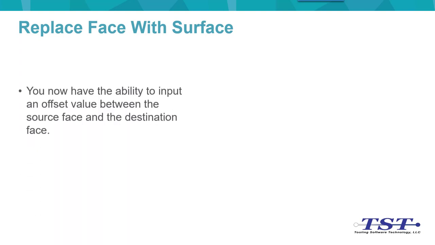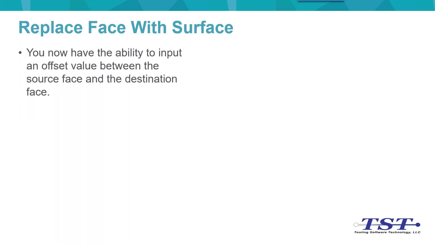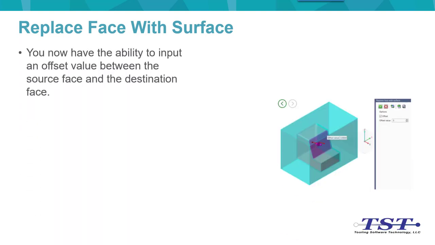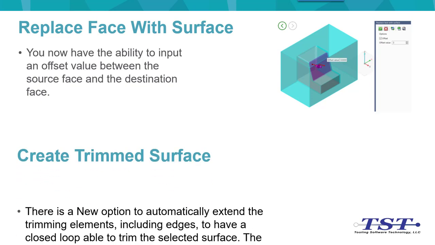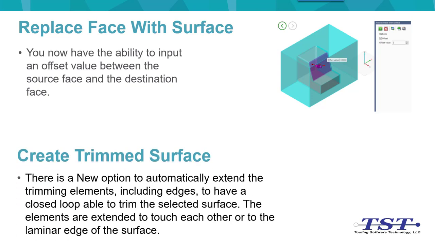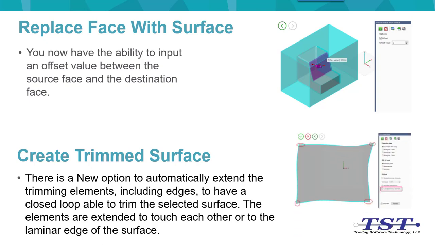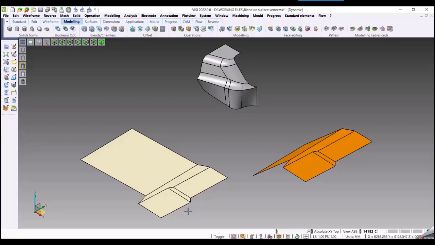So within the replace with surface command, we now have the ability to set an offset value within the dialog box. So within the replace face of surface, you have the ability to set offset values, which creates that offset between the two faces. With create trim surface, there's a new option to automatically extend the trimmed elements, including edges, to have the ability to create a closed loop with the trim selection of surfaces. This gives you the ability to extend the surface and touch each corner of the surface, even if there's any kind of little gaps in it.